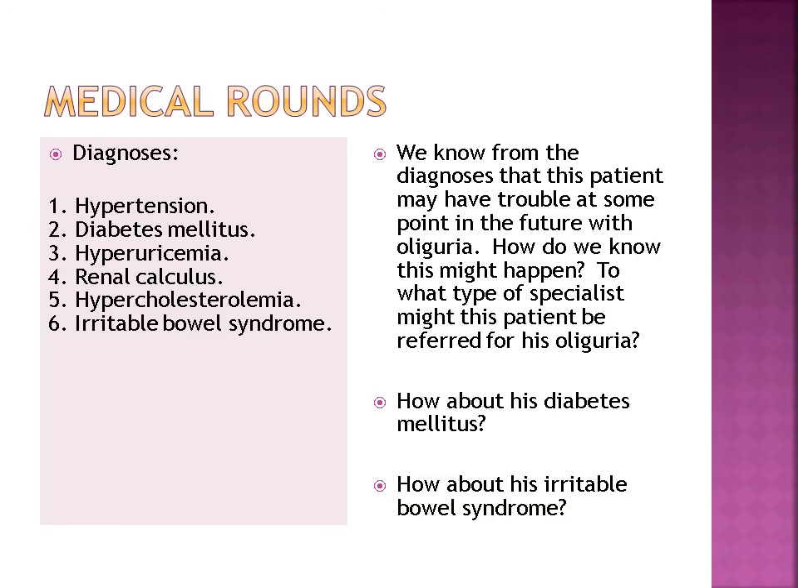Continuing with the same patient, we know from the diagnoses that this patient may have trouble at some point in the future with oliguria. How do we know this might happen? To what type of specialist might this patient be referred for his oliguria? Renal calculus is a kidney stone. Renal refers to kidney, calculus to stone. In the future, the patient may have urine retention due to a blockage of a ureter by a kidney stone. Oliguria, or lack of urine, can be due to either low urine formation or urine retention, according to Tabors. If the patient suffers a blockage, he would be referred to a urologist. For a kidney which does not produce urine, he would see a nephrologist.